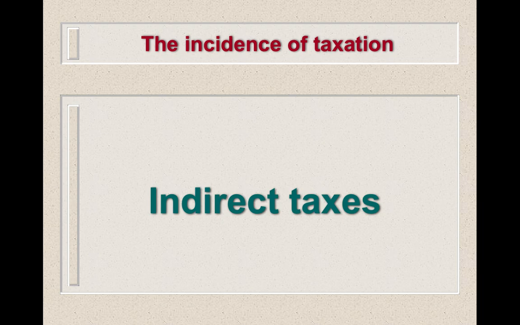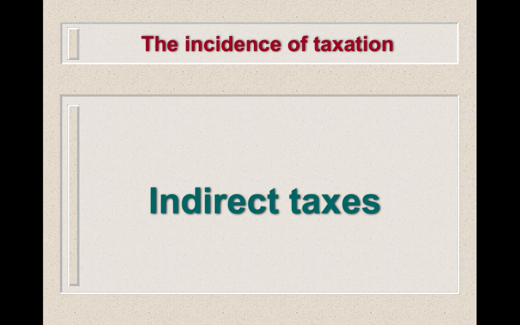Just to mention, we're talking about indirect taxes. This is different than direct taxes. Direct taxes are taxes that are levied directly upon income. So an income tax would be a good example of a direct tax. It's like when the government takes money directly out of your check. That's an example of an income tax.